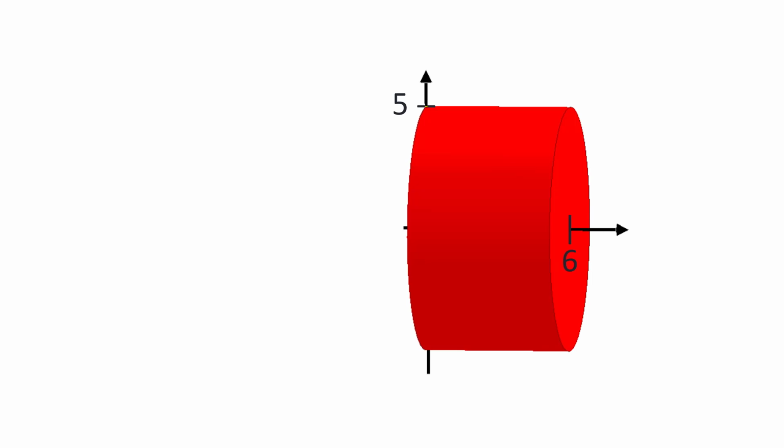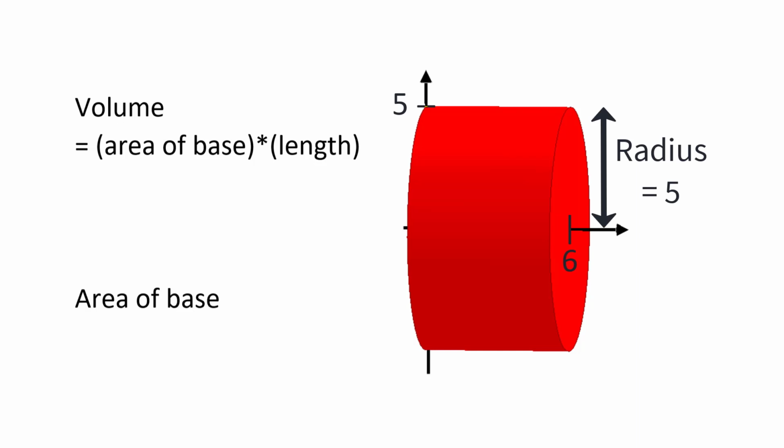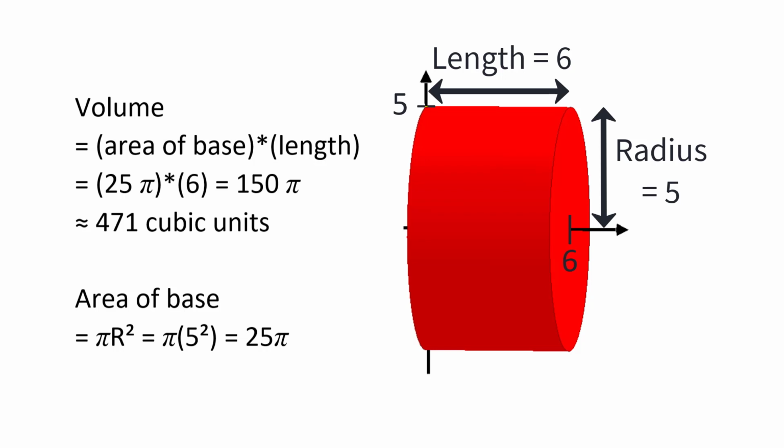We start with a simple object with a volume that is easy to find, the right circular cylinder. The volume of a cylinder is the area of the base multiplied by the length. For the cylinder in this example, the radius is 5, so the area of the circular base is pi r squared, which is pi times 5 squared, or 25 pi. The length of this cylinder is 6, so the volume is area of base times length, which is 25 pi times 6, or 150 pi. That's about 471 cubic units.